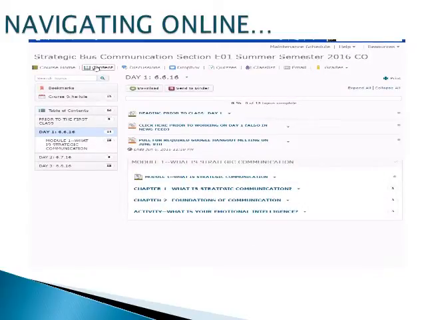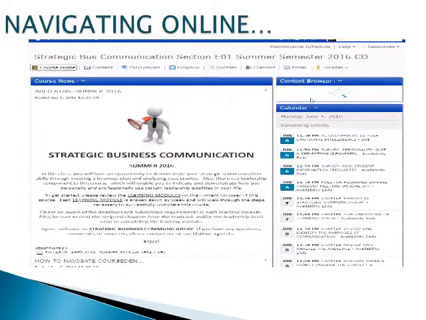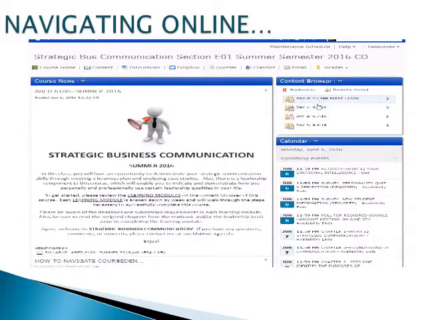The one thing I want to point out is don't just go to discussions or Dropbox or quizzes, but literally go to the content or the course home under course browser or content browser in order to see what you have to do and the various steps of each specific class. If you do that, you won't get lost and you'll be able to complete everything hopefully without any glitches.